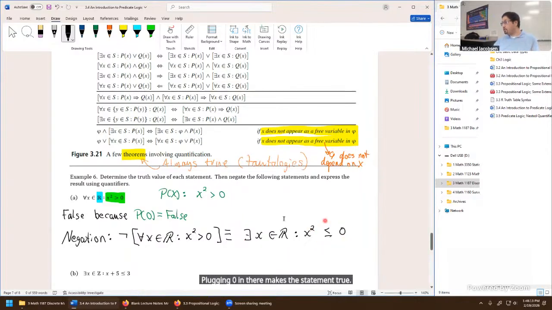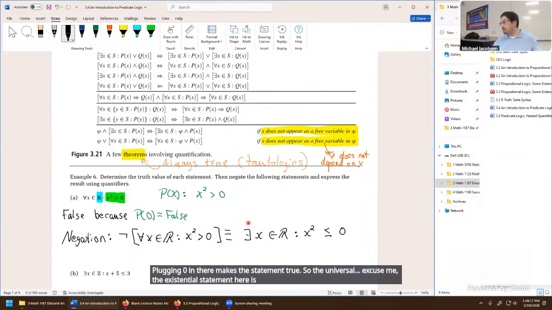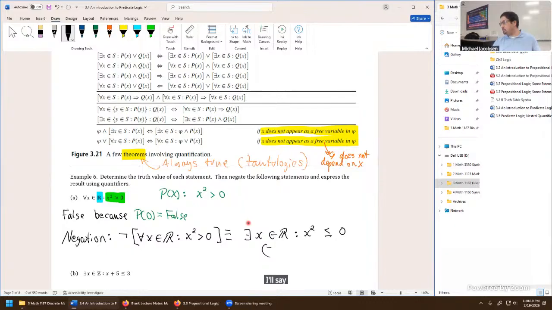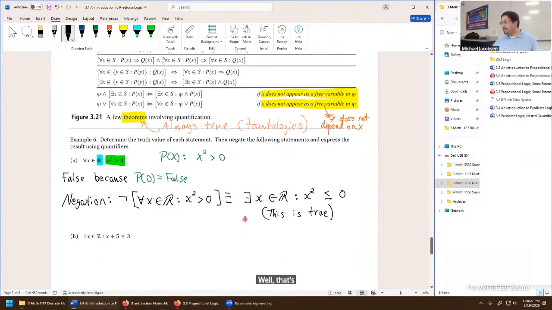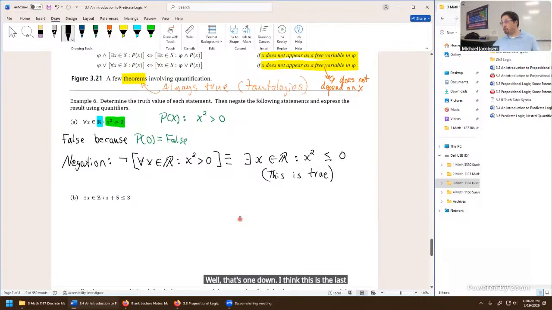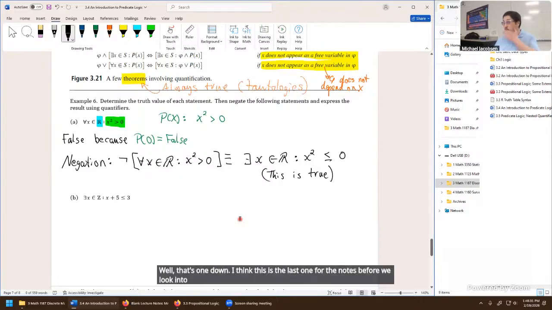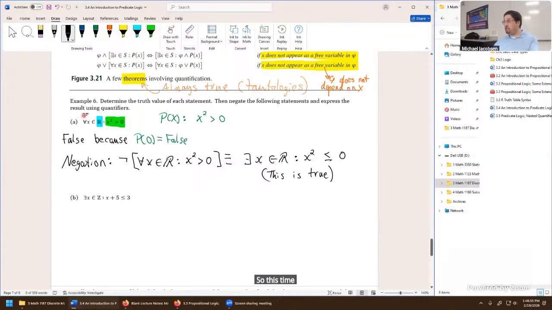So the existential statement here is just overall true. I'll say here, even though it wasn't part of the problem, this is true. Well, that's one down. I think this is the last one for the notes before we look into an application problem down below. So this time we were flipping from universal to existential.